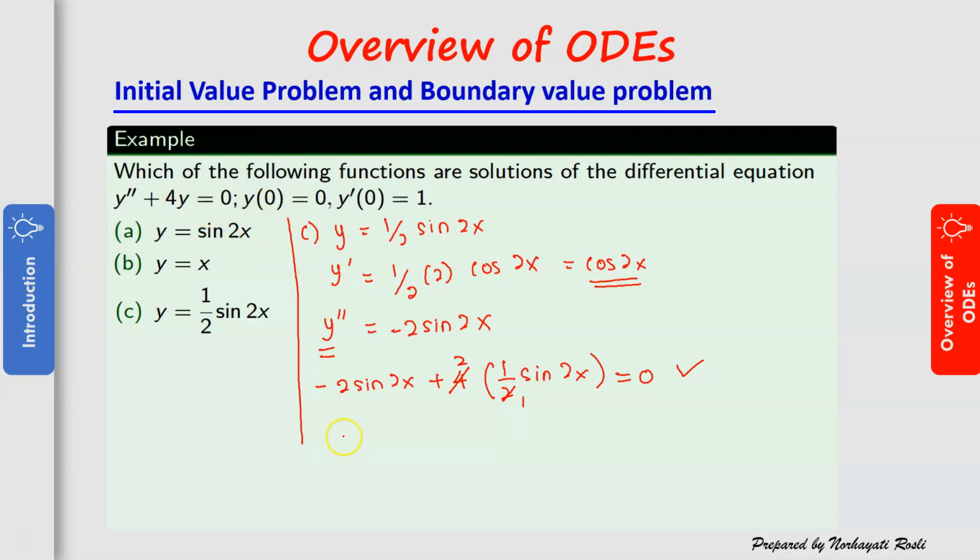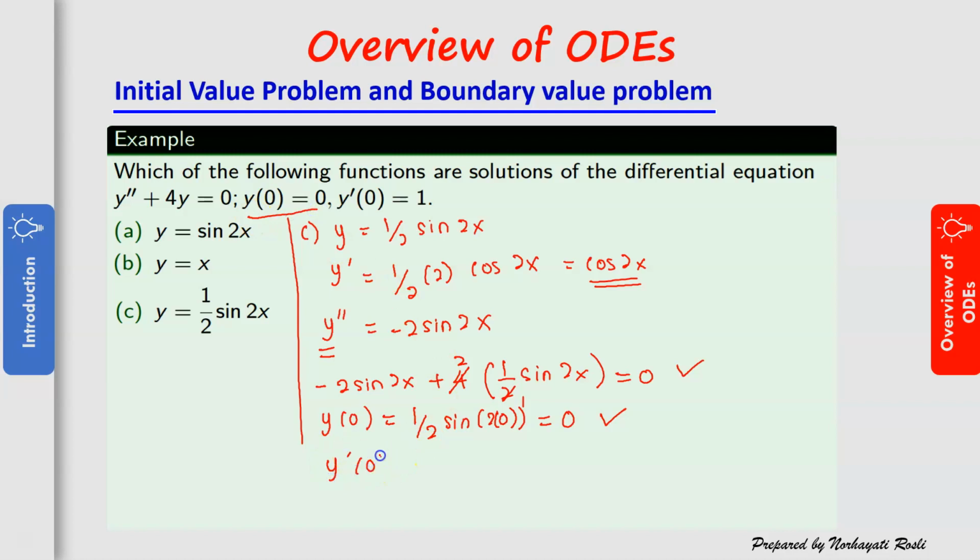Now we check for y(0). Is it equal to 0? Y is given by this equation. So when x equal to 0, this x we need to substitute with 0, which is equal to 1 over 2 sine 2 times 0. So sine 0 is equal to 0, which means this one is equal to 0. It fulfills this initial condition.